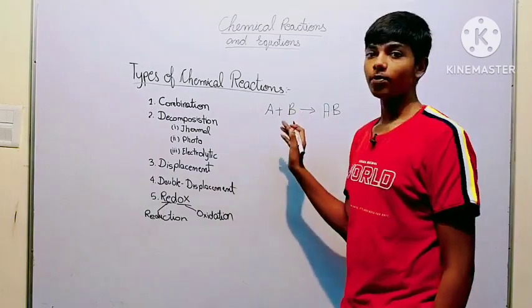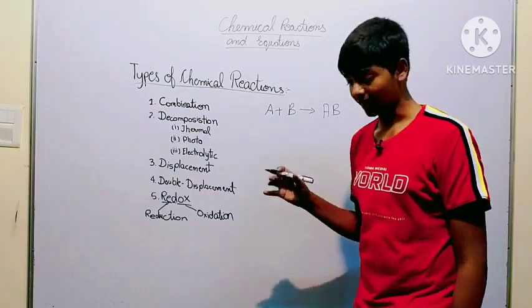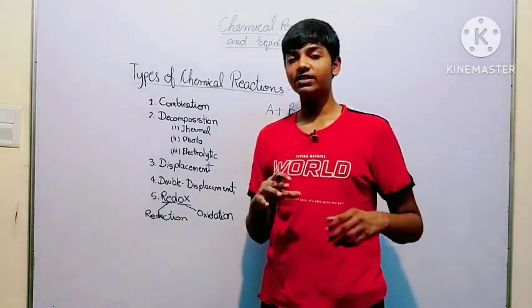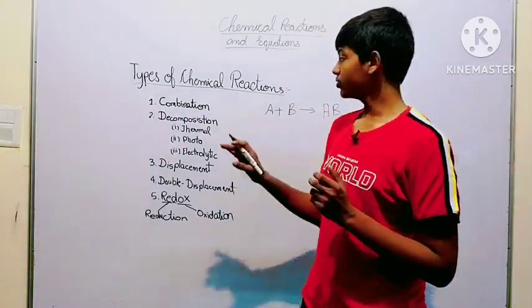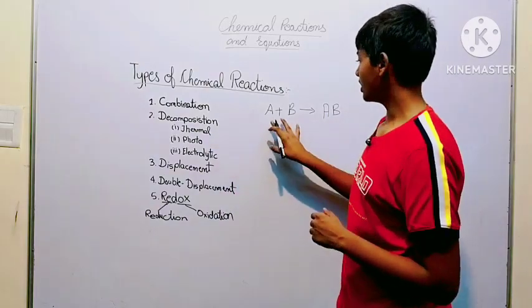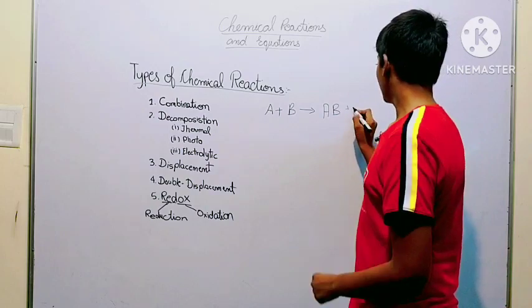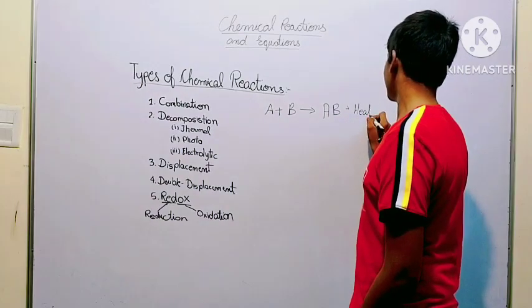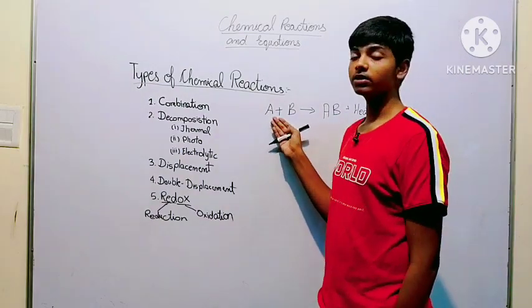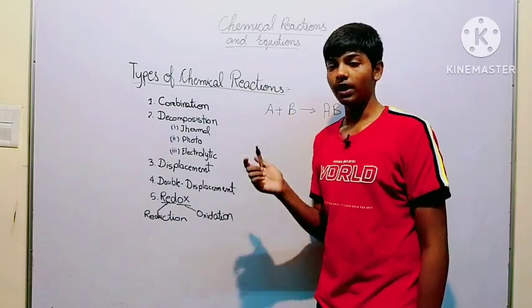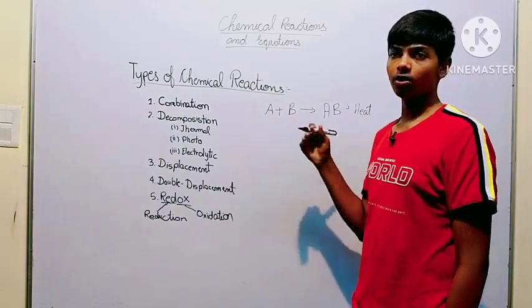Generally this type of reaction is an exothermic reaction. An exothermic reaction is a reaction in which heat is released. So in combination reactions, when two things are combining, the product will be formed and a small amount of heat would be released. The reactants could be two or more, and the products could be one or two, just about two.